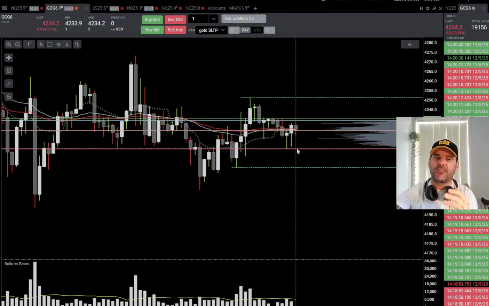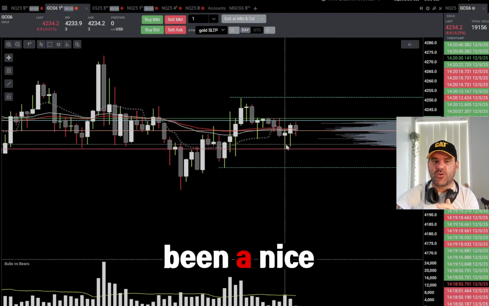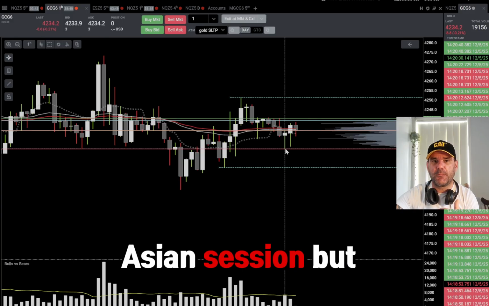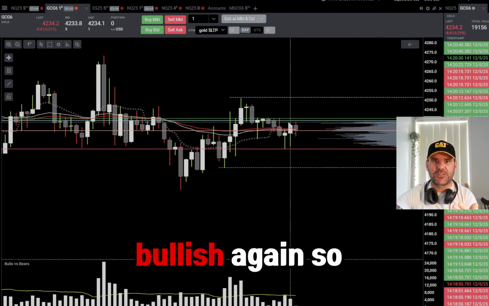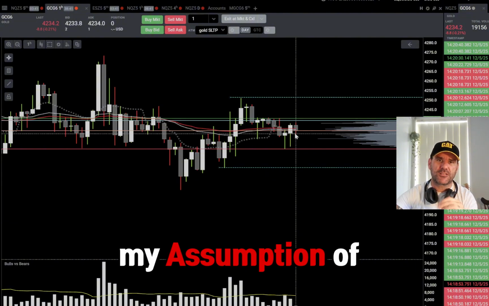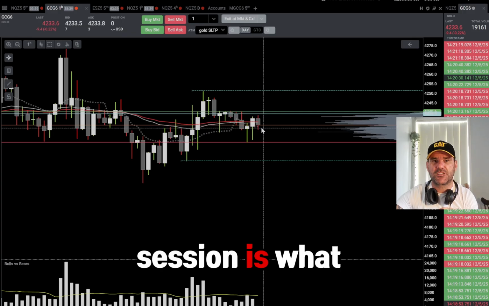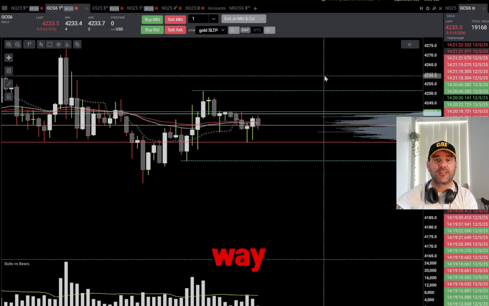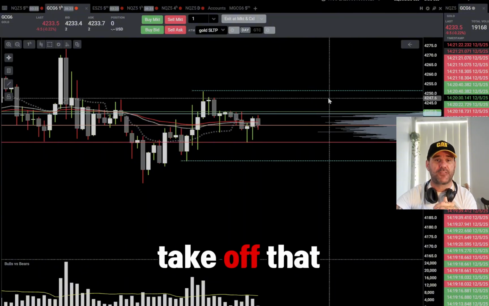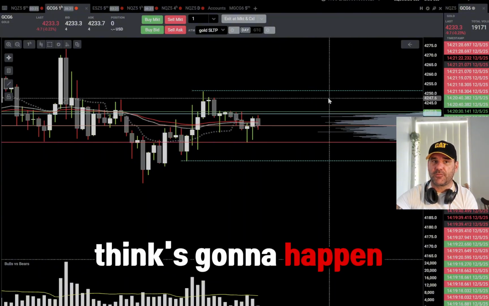Now, big key to note is that you can see that there's been a nice pull down in the Asian session, but it got rejected. Pulled down bearish, got rejected to bullish again. So my assumption of what's going to happen with the London session is that it's going to pull down to here, sweep this, and push up that way. New York session is going to open up and take off that way. That's what I think is going to happen.